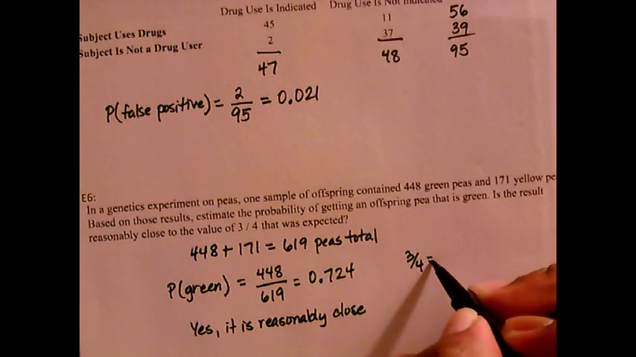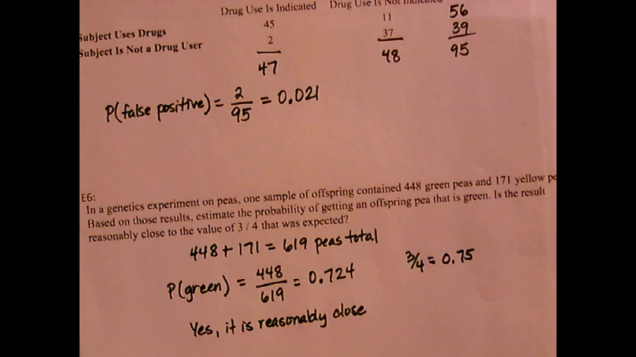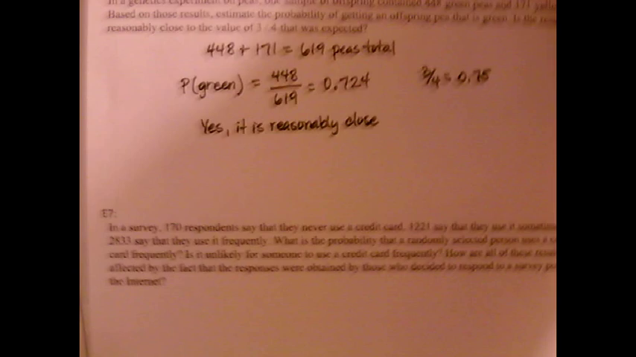Because if you do 3/4, you'll get 0.75, which is, well, 0.724 is close to that. Okay, here's another example.